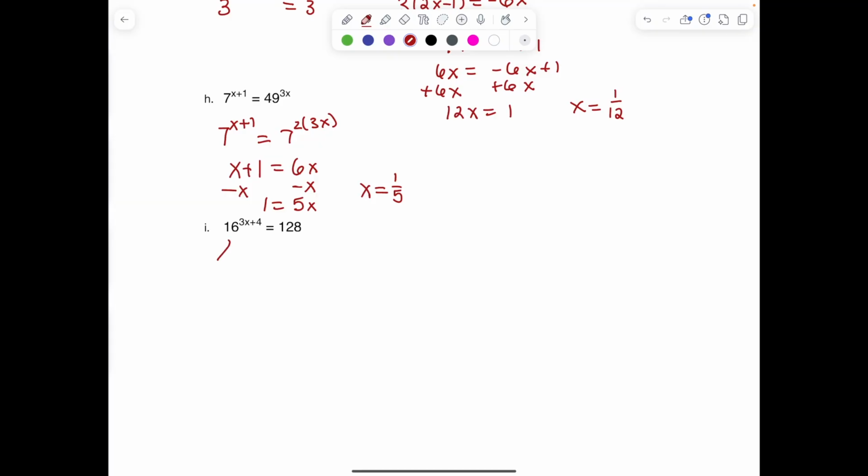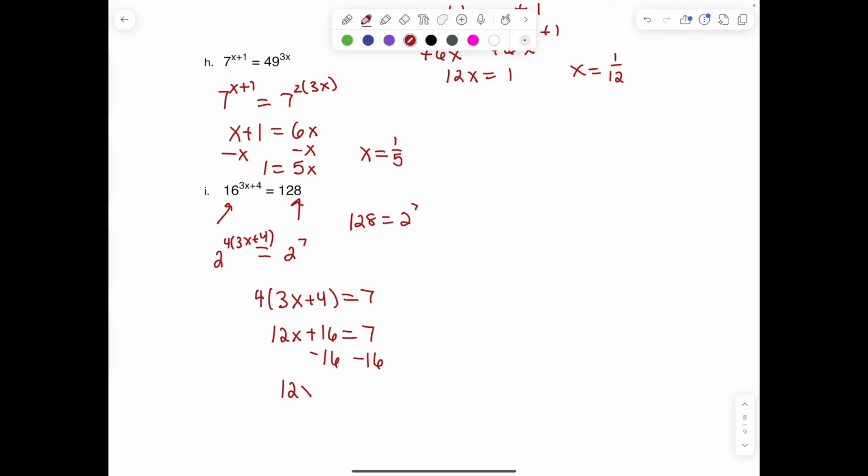Okay, next thing we have is 16 to the 3x plus 4 equals 128. Let's break down the 16 and the 128 into terms of 2 because we're not going to be able to get them into terms of 4. So 128 is 2 to the 7th. 16 is 2 to the 4th. So that's 2 to the 4 times (3x plus 4). Now set their exponents equal, so we get 4 times (3x plus 4) equals 7. 12x plus 16 equals 7.